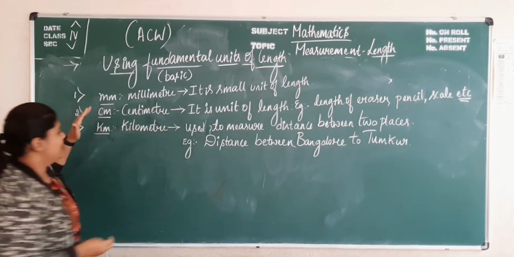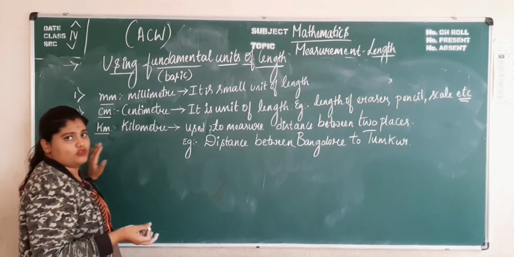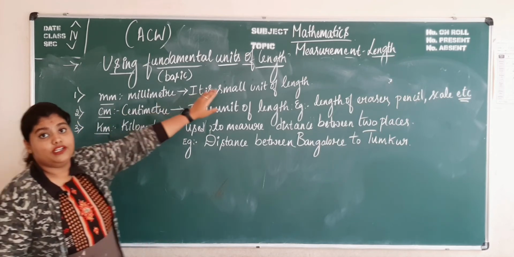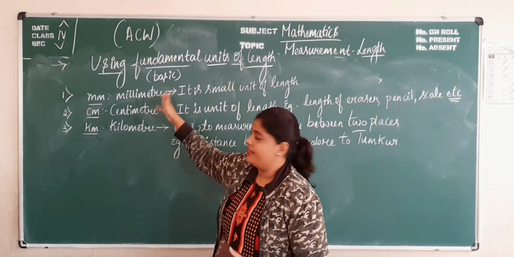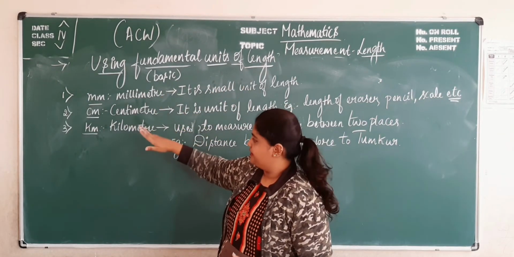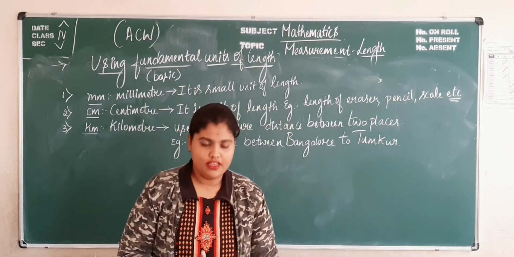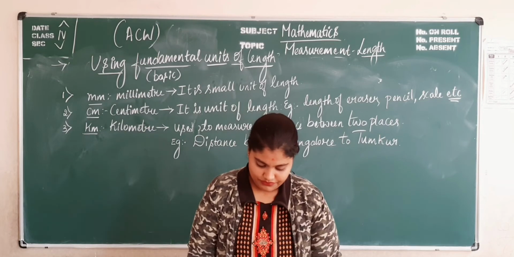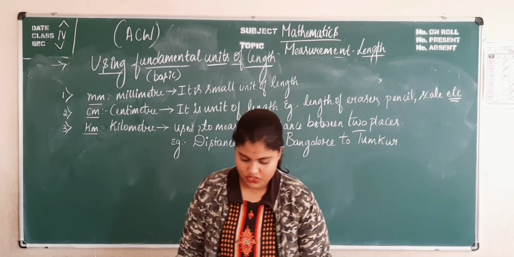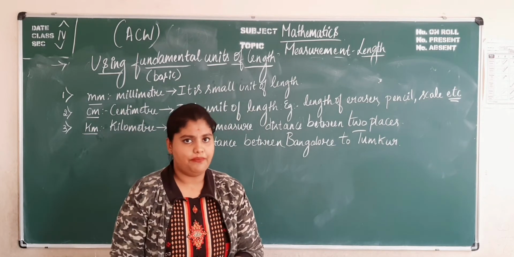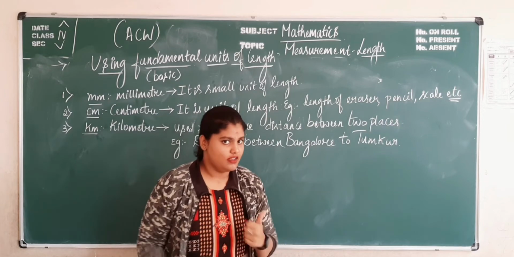So, these are three units which you are learning in this chapter. So, these three are fundamental units of length. Where we will be using millimeter, where we will be using centimeter, where we will be using kilometer. Hope you got clarity. Okay? Yes. Okay, so this completes your chapter, that is measurement length. Fine? Yes.